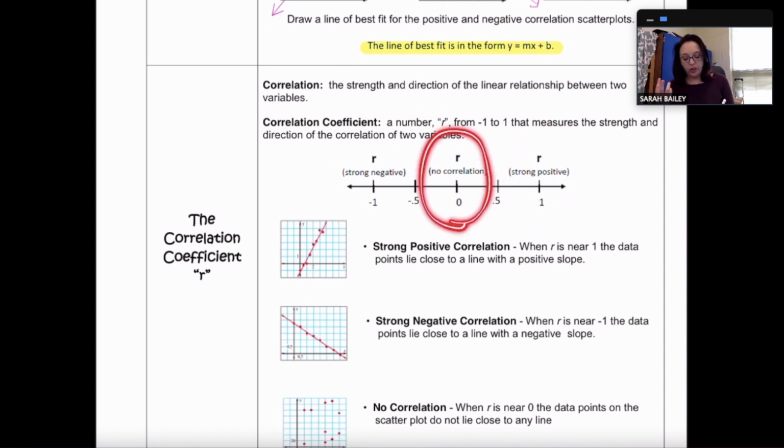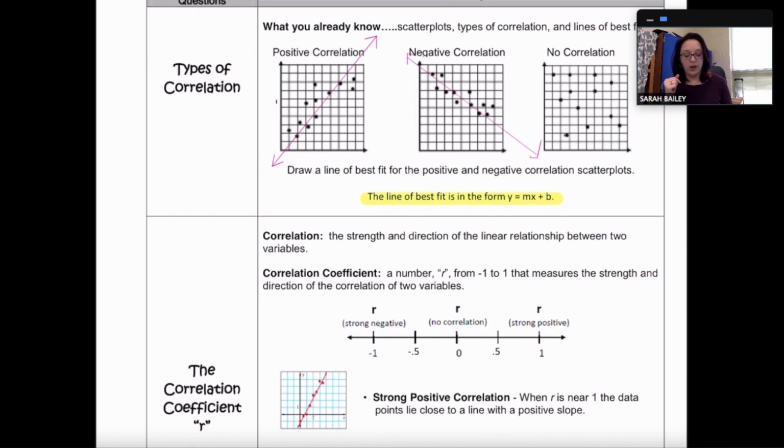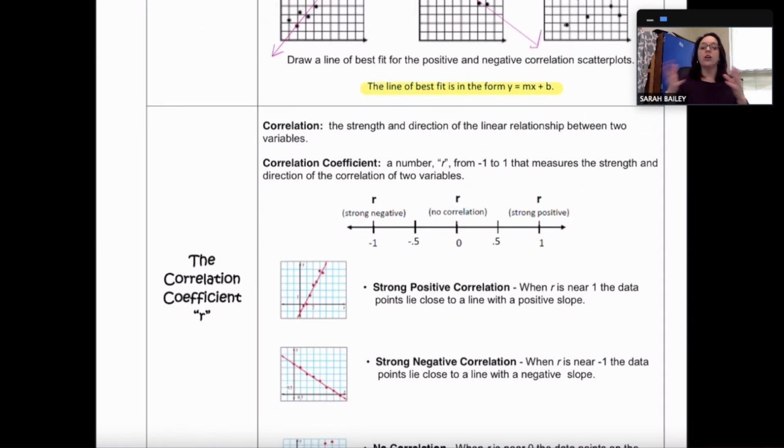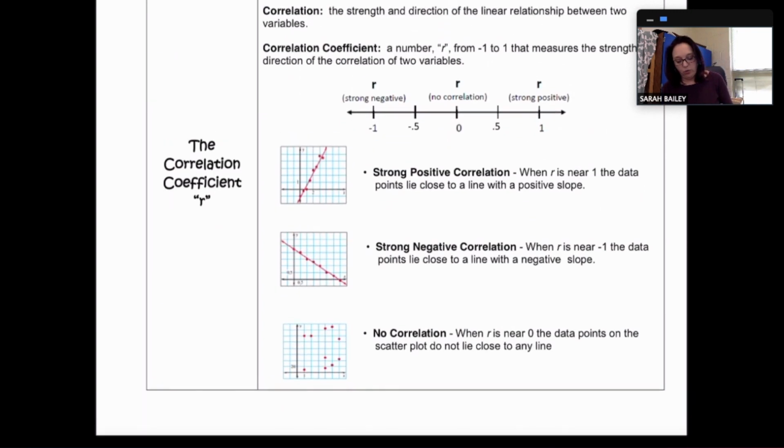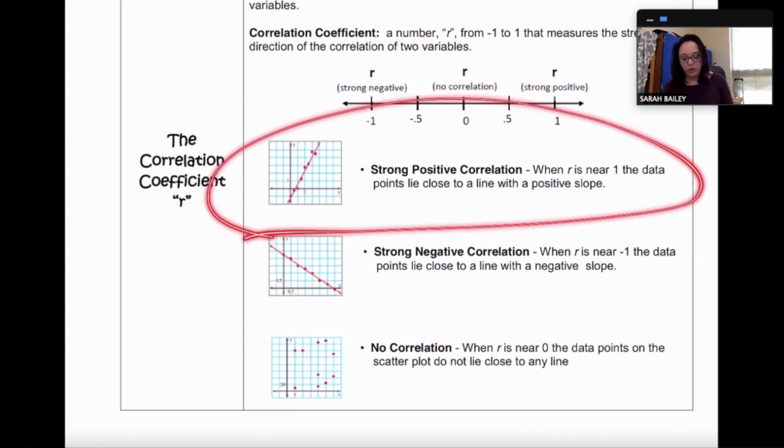An r of 0, exactly equal to 0, means there's no correlation whatsoever, meaning your scatter plot is something like this. The points are all over the place. But remember that your correlation coefficient can be any value between -1 and 1. So you could have a correlation coefficient of -0.78, or positive 0.89, for example.